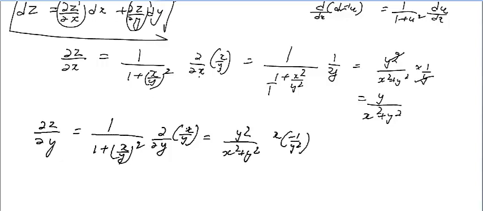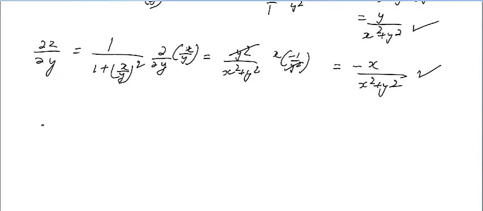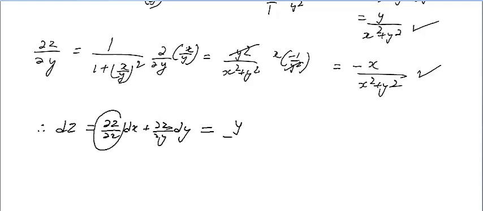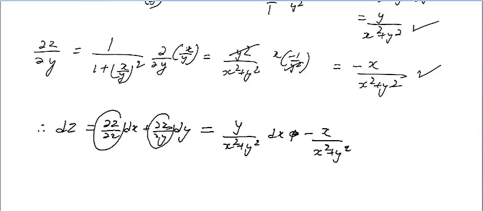Correct? So what you will get, y square cancels, minus x upon x square plus y square. This is the derivative of z with respect to x. This is the derivative of z with respect to y. Now you will substitute. So therefore dz, the total derivative, ∂z/∂x dx plus ∂z/∂y dy is equal to, so derivative of z with respect to x is y upon x square plus y square dx, and derivative of z with respect to y is minus x upon x square plus y square dy.